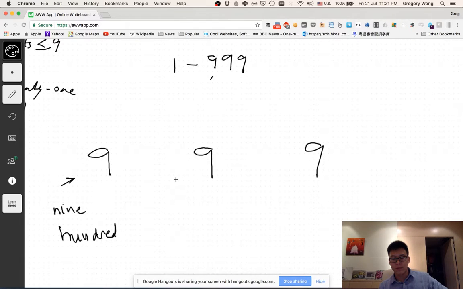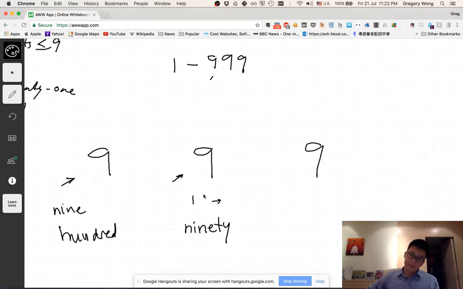For this one, if it's 0, we don't do anything. If it's 1, there are some special rules for that. Otherwise, we give it whatever, so it could be 20, 30, 40, 50, 60, 70, 80.